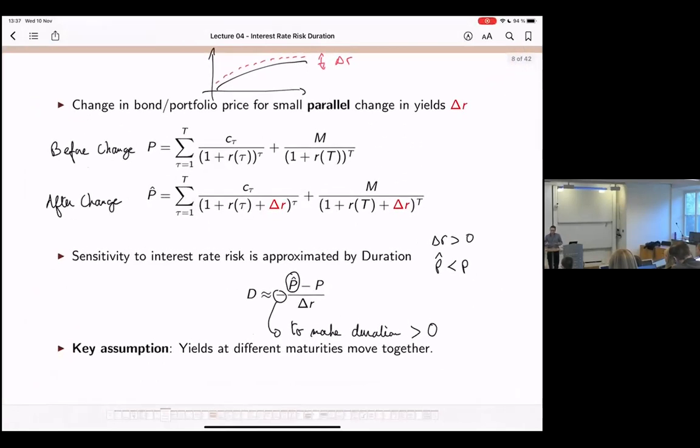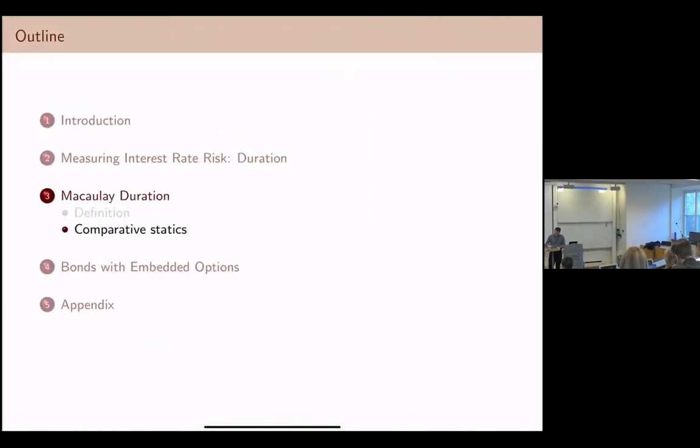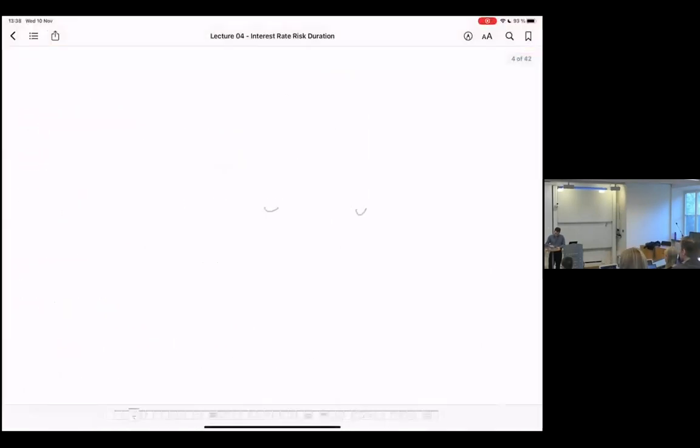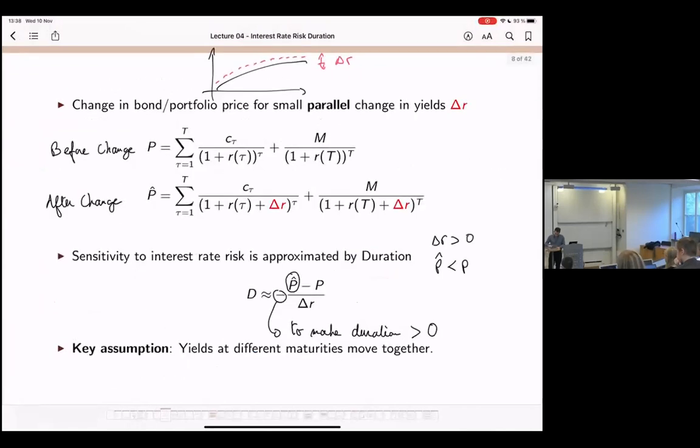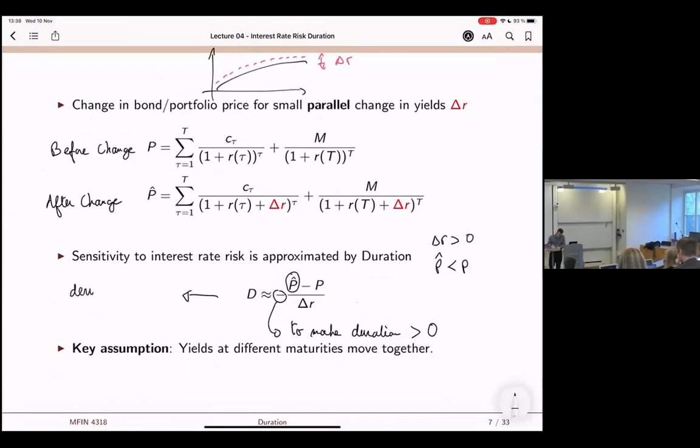Now, some of you might already see this formula here. The way we're going to go at this formula is to compute the derivative of the bond price function. This is just one approximation, but where we're actually going to capture this D, this duration concept, is with the derivative of the price function.